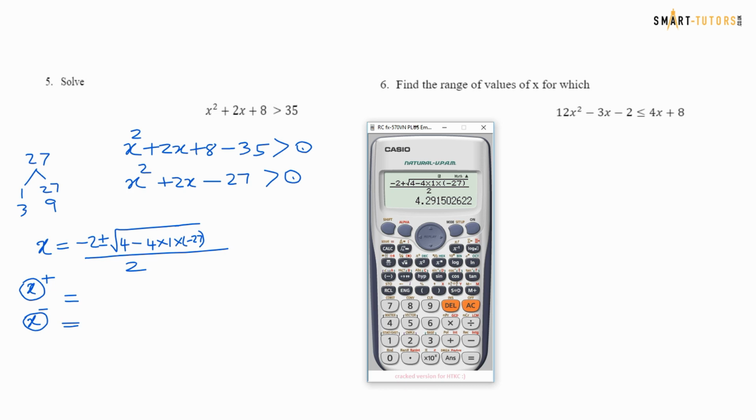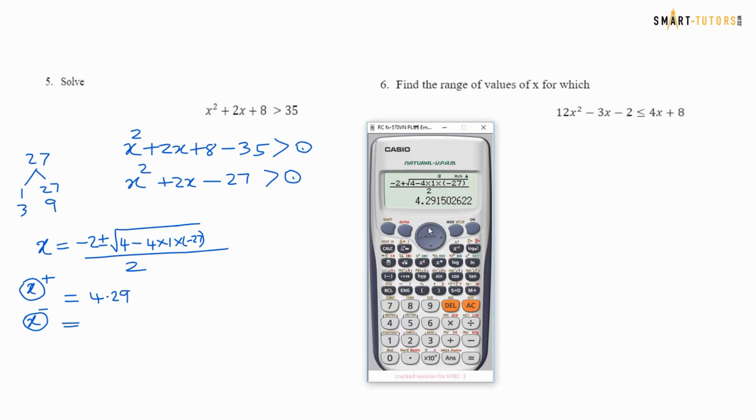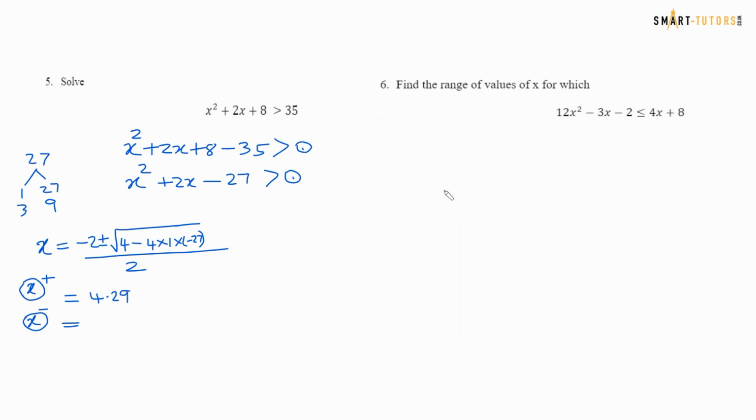So x is 4.29, the positive answer. For the negative answer, what we are going to do is change this sign. Minus 6.29. That's more than enough. So minus 6.29. You can leave it in surd form if you like, but there are no instructions given here.